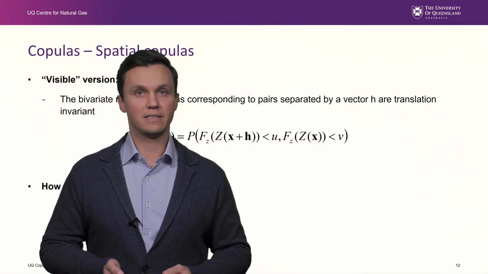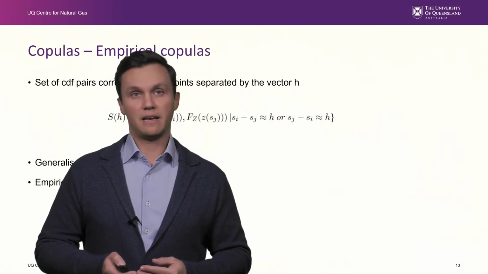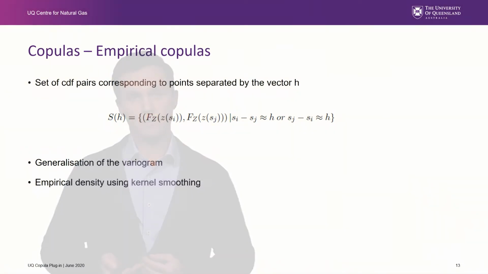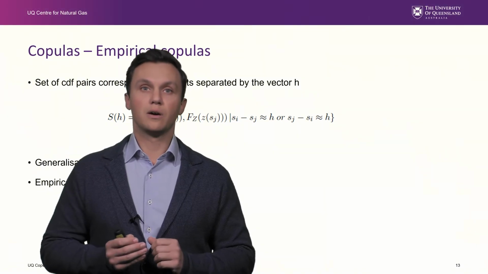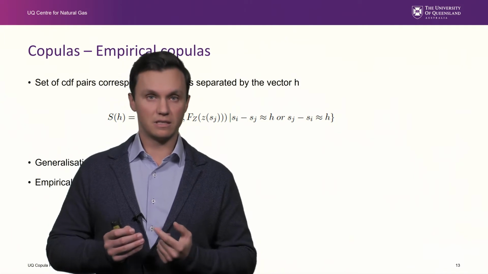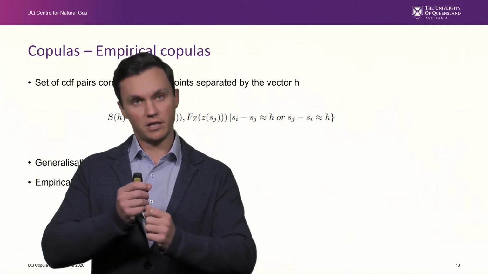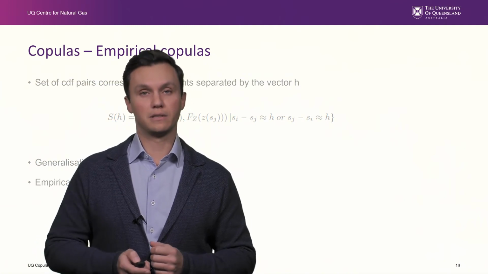So how can we find such a copula? An empirical spatial copula is a generalization of a variogram, and we can use kernel smoothing to get a nicer representation of that. It is basically a classification into distance classes. So that means we are looking at pairs of points that are separated by a given distance in any direction. And how can we do that? So let's look into a small example.